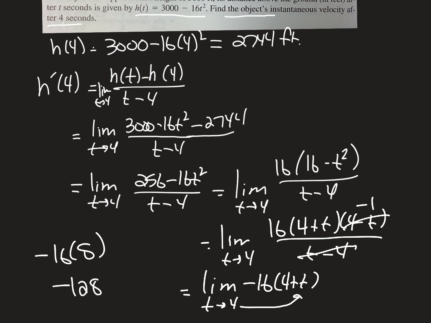Now, what is that? That's how fast it's falling. That's the velocity, the instantaneous velocity at 4 seconds. So that's feet per second. It's falling at 128 feet per second at that time. The negative sign right there, I know speed can't be negative. That just means it's falling. So really, we should say the speed is actually 128 feet per second.